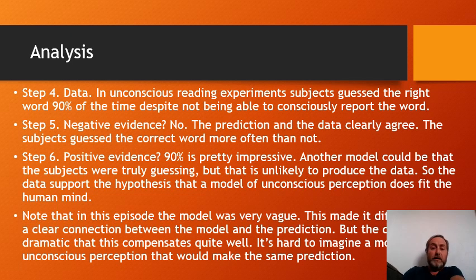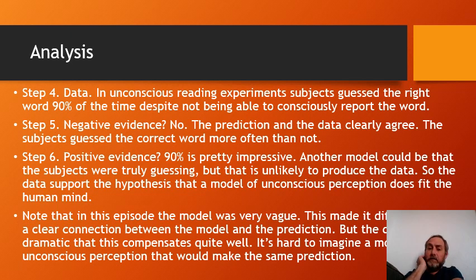Is there positive evidence? They don't discuss any other models, right? And 90% is pretty impressive, right? I mean, you could try to think of what another model would be. Maybe they were just totally guessing every time and they just lucked out. That seems pretty unlikely, right? That you would get 90% correct guesses if they weren't getting some sort of information from the word that was flashed. This is my area of philosophy of mind, so I can think of all kinds of other models, right? But I'm not going to wade into it. But based on what they give you, it seems to support the data, right?